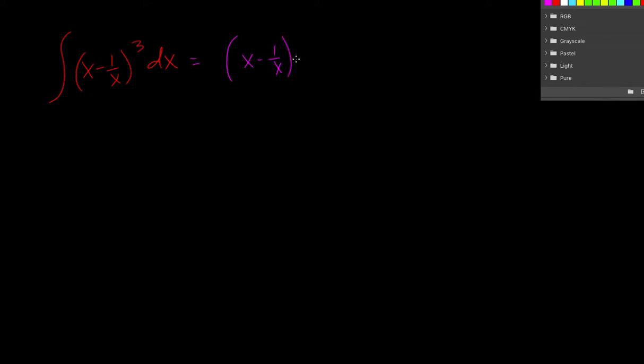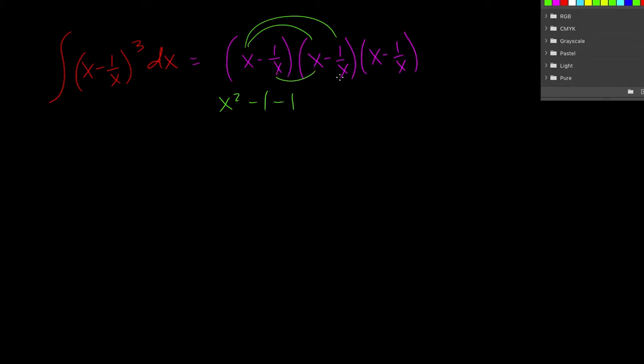So we want to remember that if we raise something to the third, it's going to multiply by itself 3 times, like that. And then if we multiply, we get x squared, multiply x, and then dividing by x is going to cancel, so it's just -1. Same thing happens here. And right here, negative negative makes a positive, and now they are 2 on the bottom.